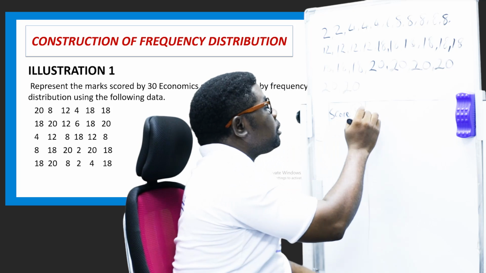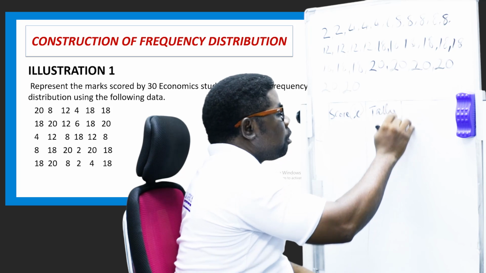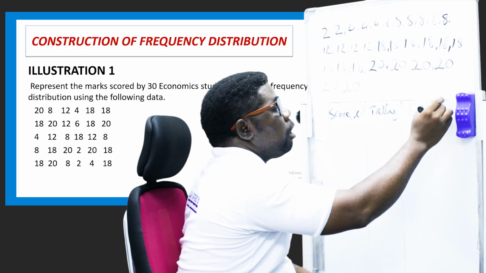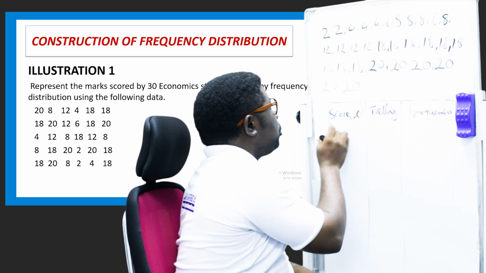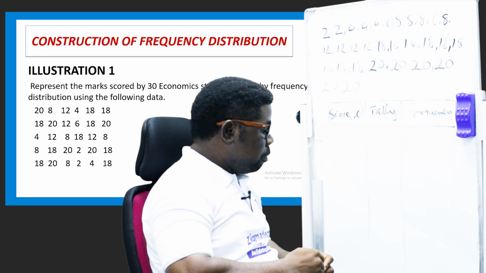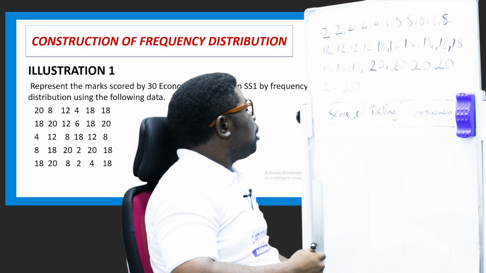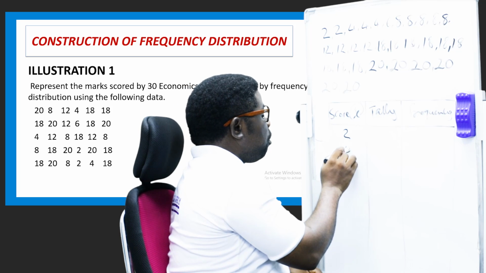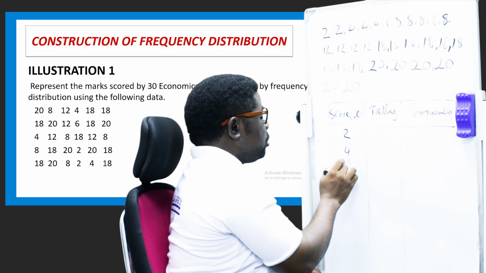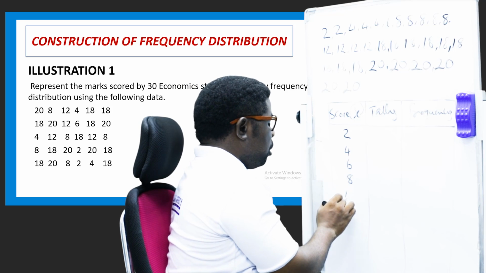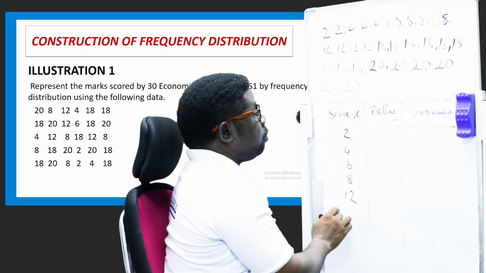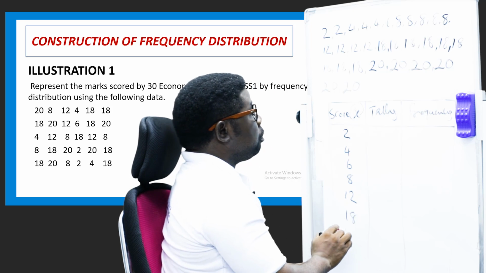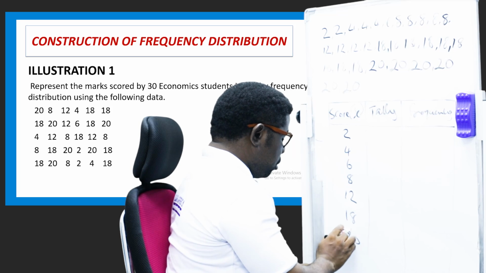And then the next one is our tally. And then our frequency. Okay, so let's go into it. We have the first one, which is 2. We have 4. We have 6. We have 8. We have 12. We have 18. And then we have 20.